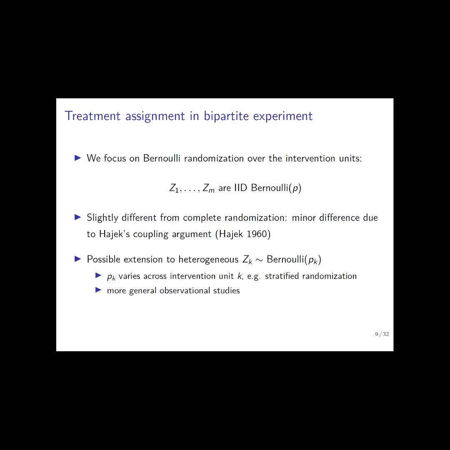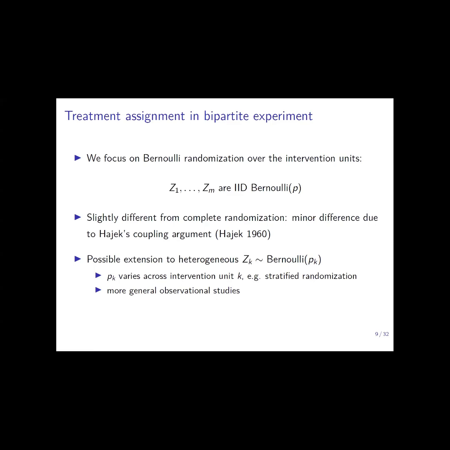Slightly different from, if you are familiar with the literature, what some people call complete randomization. They mean they have a permutation of ones and zeros, a fixed number of treated and control units and permutation assignment, but we assume IID Bernoulli. But it does not matter because the IID assignment and the permutation are very similar by a coupling argument.